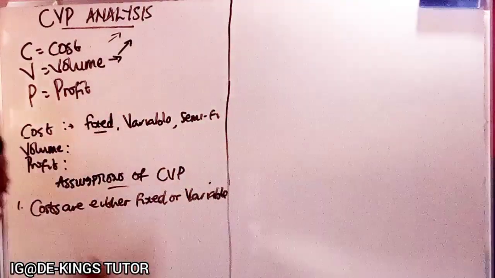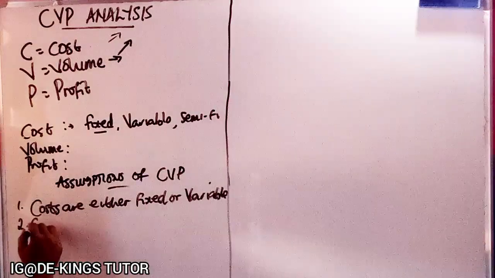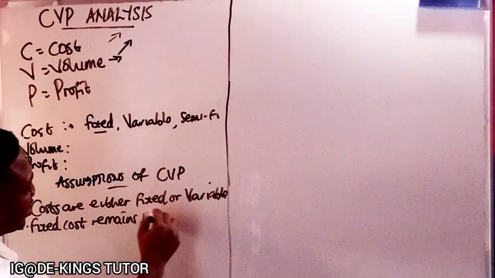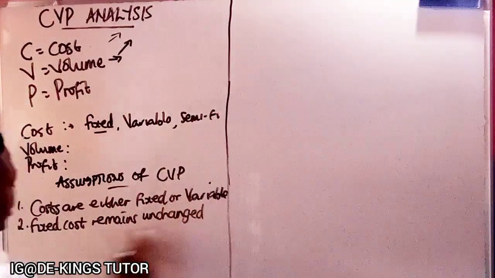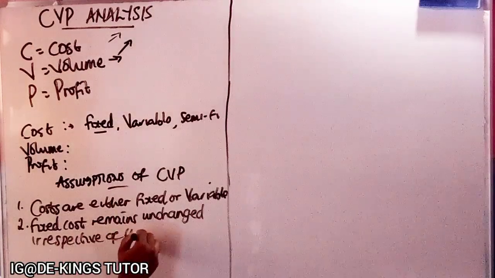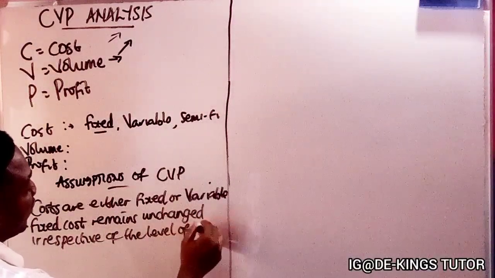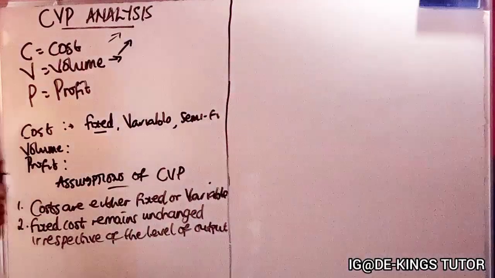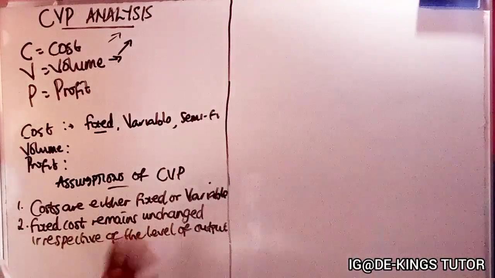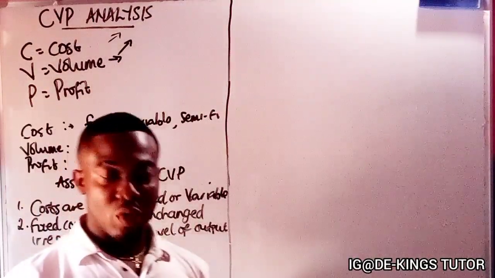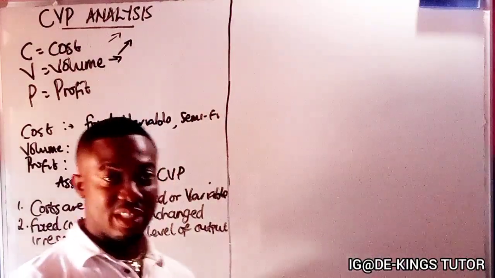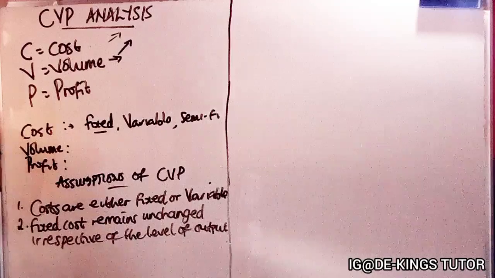Okay, now the second one is that fixed cost remains unchanged irrespective of the level of output. That is what we said while we were defining fixed cost. It's assumed, the second assumption, that the fixed cost remains unchanged irrespective of the level of output. It is served as fixed cost, it remains unchanged even if output is increasing or decreasing. That is one of the assumptions.